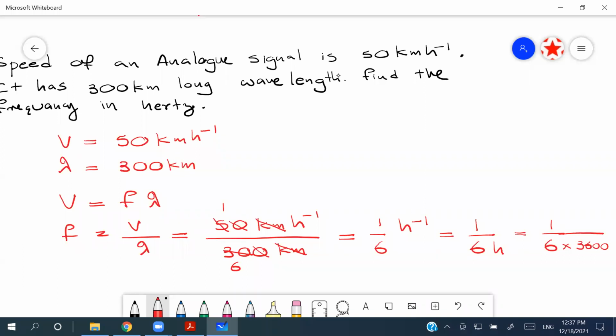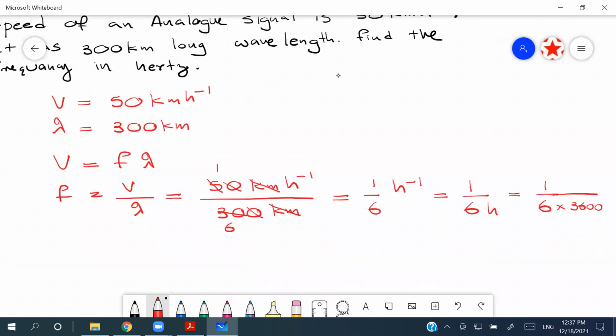People, are you getting this? So it's going to be a very small value. You don't need to go through the smaller part. You can say like 1/2 zeros will be here. 6 into 6 is 36. 3 is remaining. 6 into 3 is 18. 18 plus 3 is 21. So this is going to be s minus 1, which is 1/21,600 hertz.